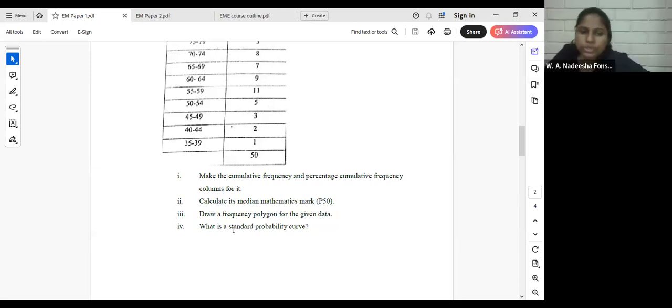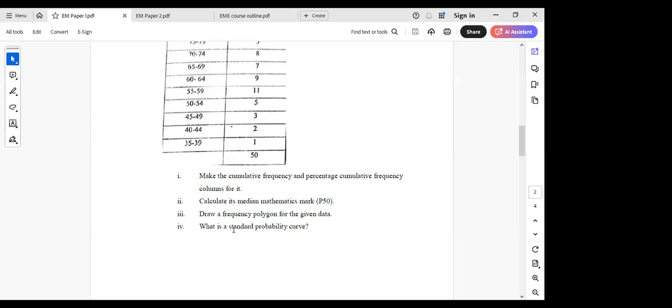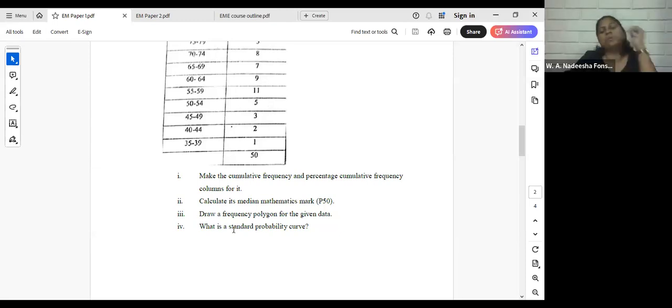Then draw the frequency polygon for the given data. What to do? Draw a frequency polygon for the given data. Mayumi, can you answer?